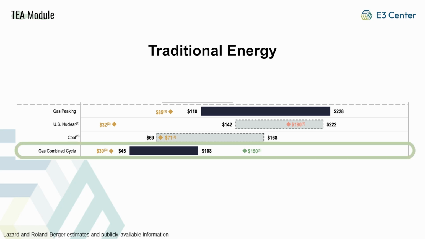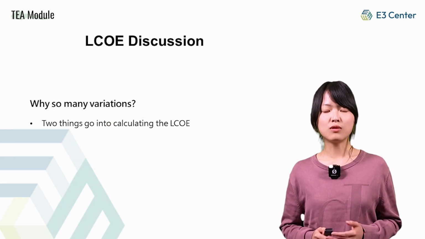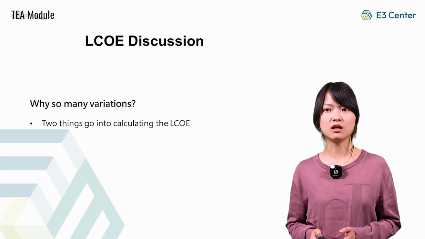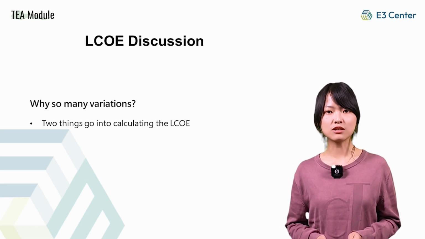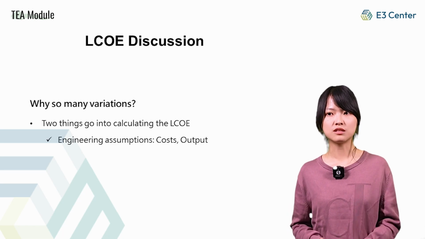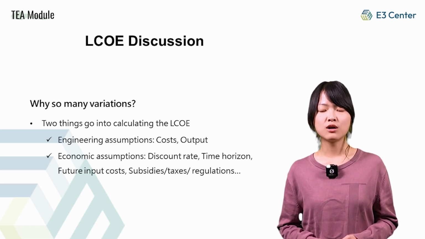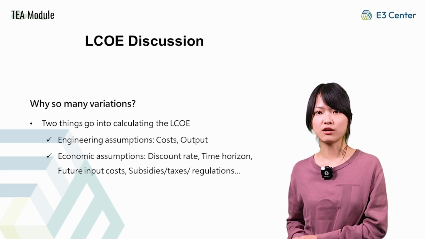Notably, gas combined cycle plants have an LCOE starting as low as $30 per megawatt-hour, making them one of the more competitive fossil fuel technologies in the absence of subsidies. You may wonder why LCOE varies so much across the different energy technologies. The LCOE is a metric that factors in both engineering and economic assumptions, which directly influence the calculation.